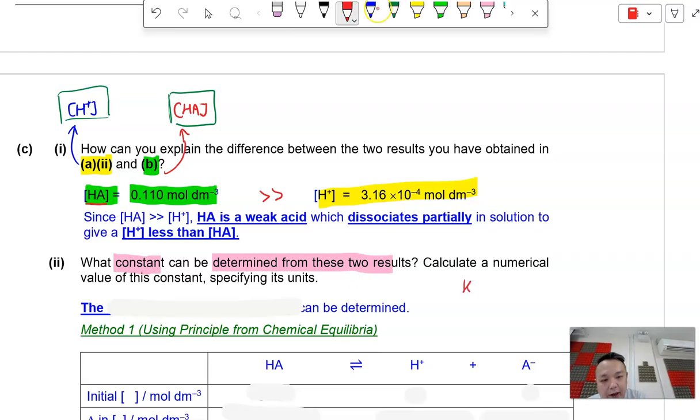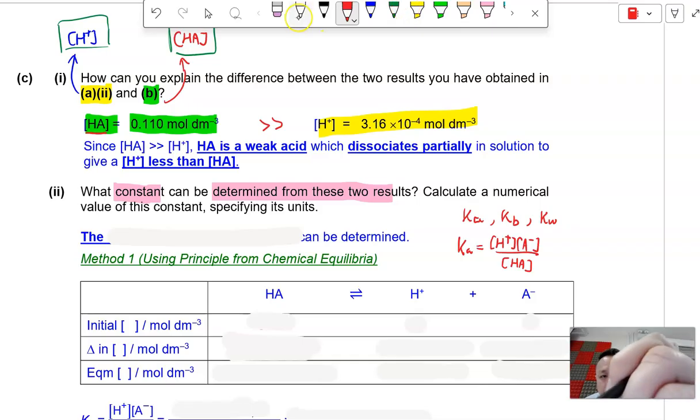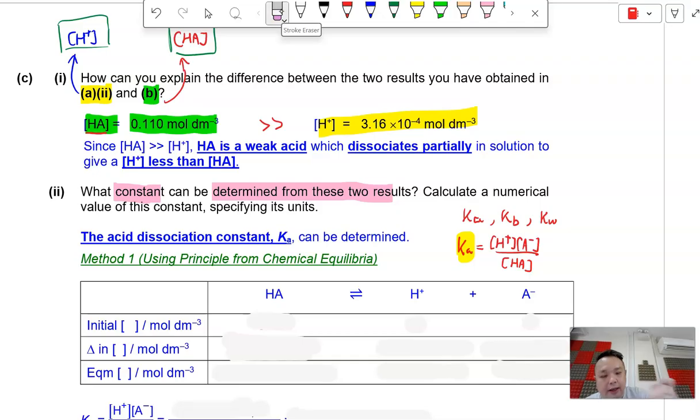So you have your Ka, Kb, and Kw. These are the constants that you learn, equilibrium constants, right? So in this case, given that we have H plus and HA, it matches what we know about our Ka. Ka is your H plus concentration times A minus over HA. So what we can find is actually the acid dissociation constant, Ka.